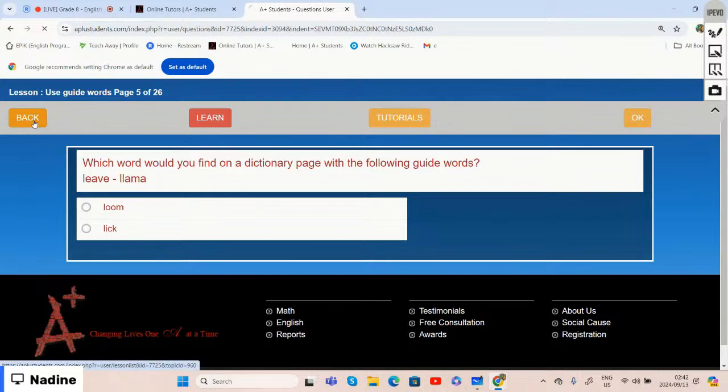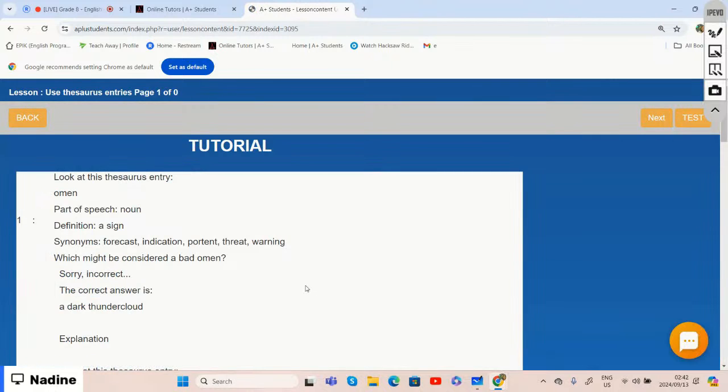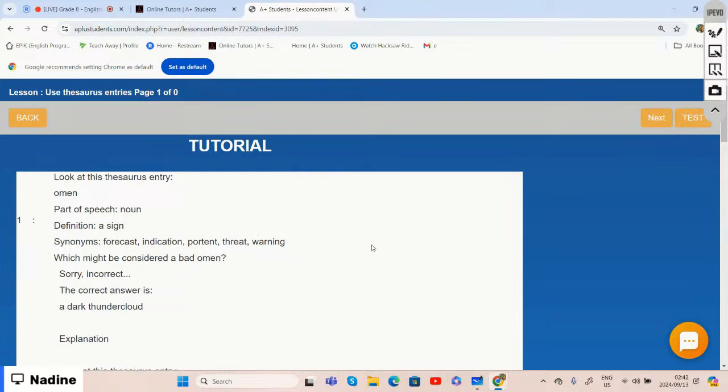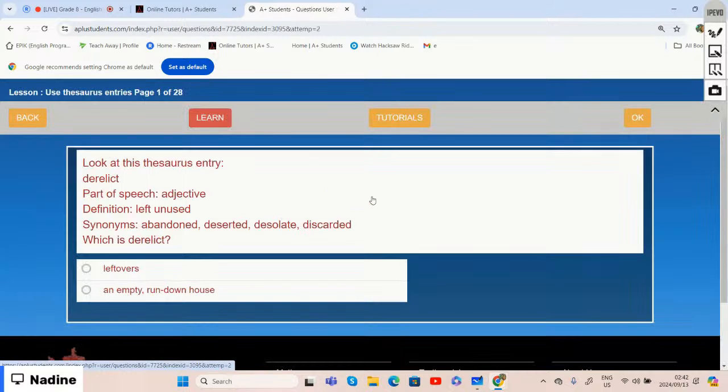All right. So now it comes to using thesaurus entries, right? And remember we said that we need to look at words that look almost the same because we have synonyms, right? Words with the same meaning or almost the same meaning. So we are going to look at thesaurus skills and try to find words that mean the same or almost the same. Here we need to look at this thesaurus entry, derelict.